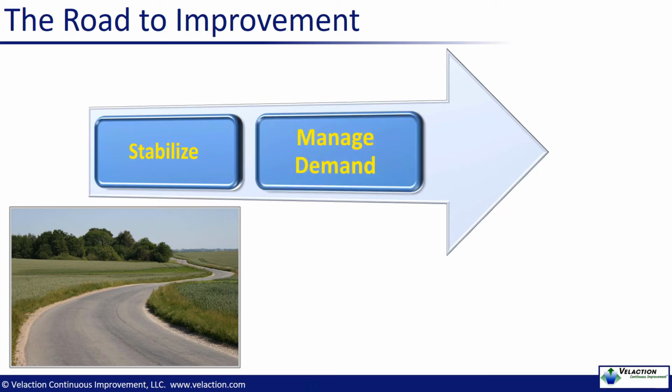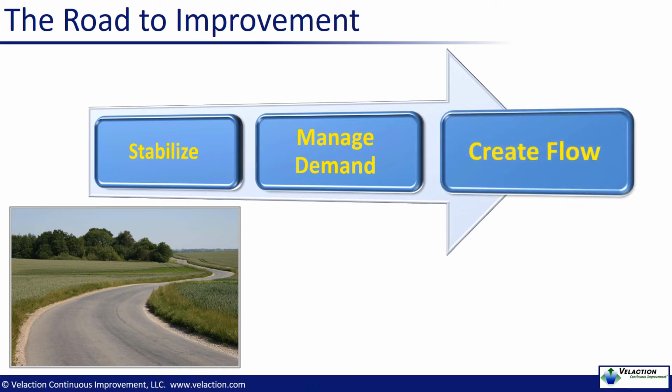Once the process is stabilized, you can look into ways to manage the demand. There are options about how to modify incoming demand. You can get creative in how you respond to the demand that you are unable to flatten out. Once you've gotten your process stabilized and your demand is under control, look into ways to create flow. See if you can get work done start to finish without having it sit in a queue at all.